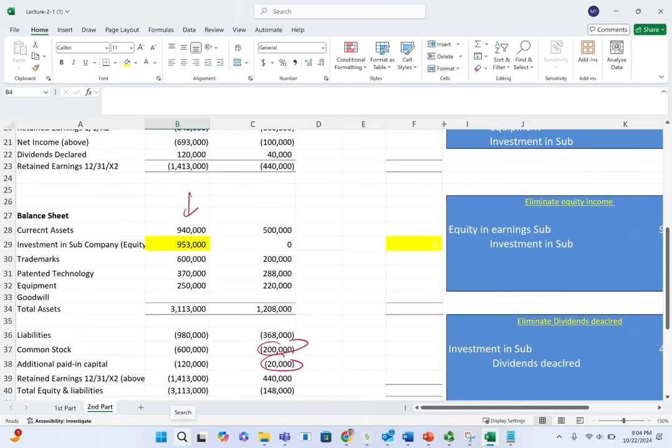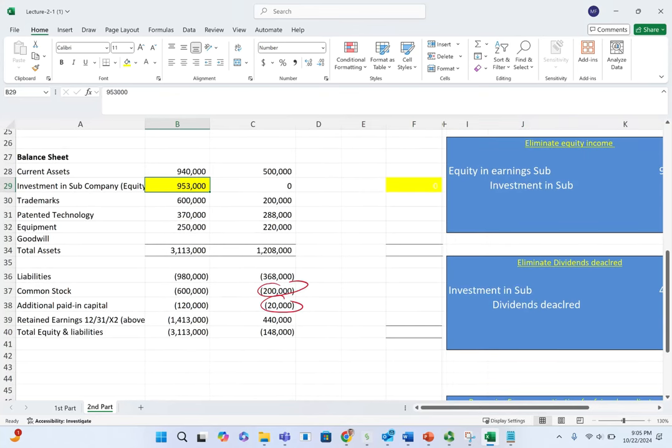Current assets, this is the parent, this is the sub. Current assets, 940. The sub is $500,000. Investment in sub equity, 953. And I'm sure you know where the 953 came from, because that could also be a question. What's the investment account? 953. Now remember, the investment account, once we consolidate, has to be gone. It has to be zero. And I'll explain why. The trademark for the parent, the trademark for the sub, patent and technology, equipment. There's no goodwill yet. Remember, we created goodwill, so we're going to have to add the goodwill. We'll do it shortly. Here are the liabilities and here are the equity accounts.